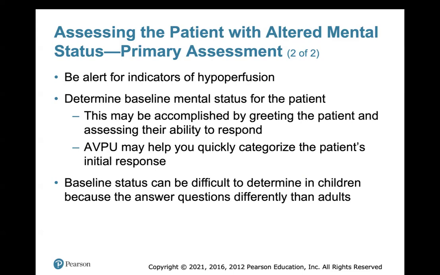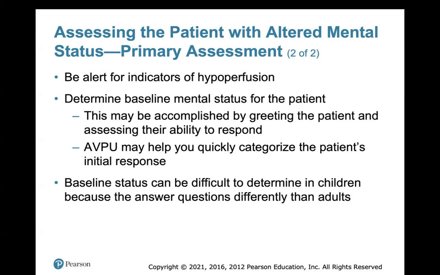So somebody who is completely confused and talking out of their head, that may not be abnormal for them. You have a dementia patient, you have an Alzheimer's patient, you have a patient with some sort of developmental disability. They may have that normal baseline of just being altered and confused and talking weird and not making a whole lot of sense.